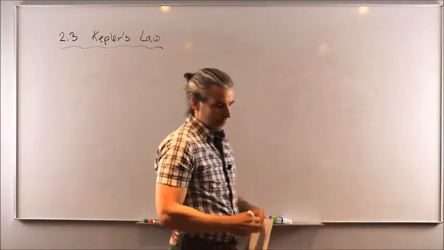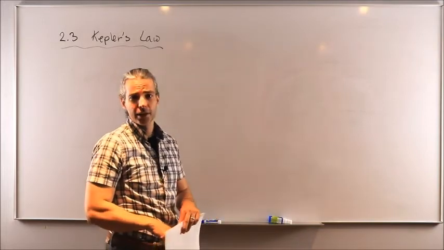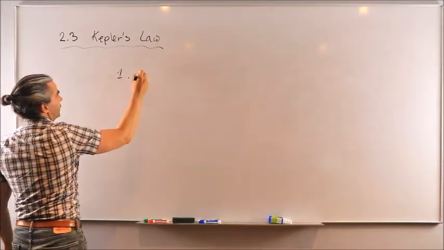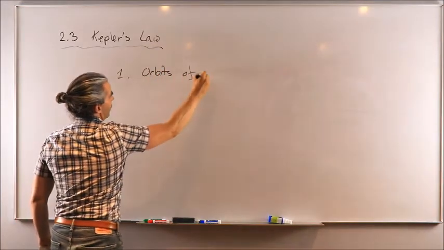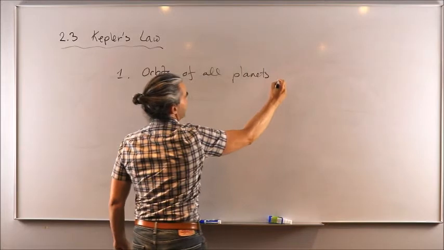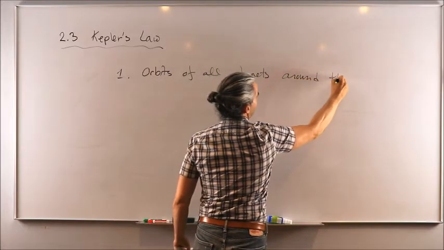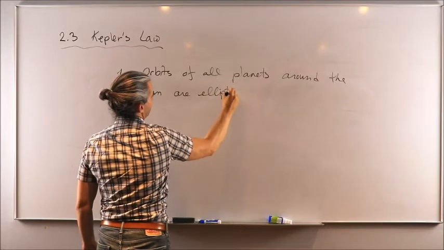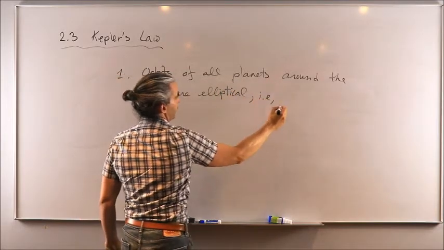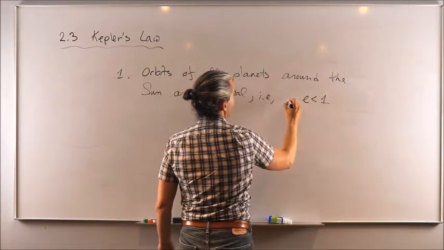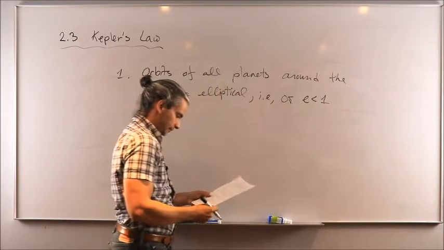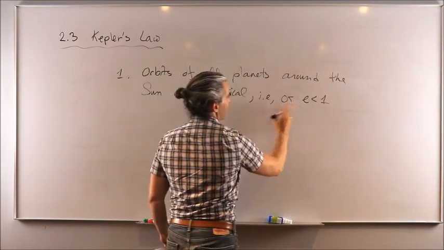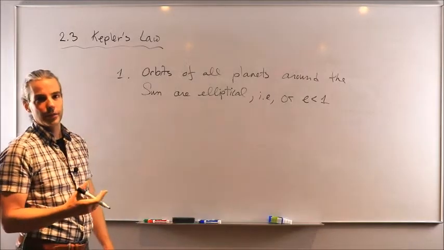The first law is, I'm going to give it to you for completeness, but honestly, it's not useful at all for us. It just says that the orbits of all planets around the sun are elliptical, i.e. the eccentricity value is larger than 0 but less than 1. Larger than 0, less than 1, because there are no circular orbits when you talk about planets orbiting the sun.